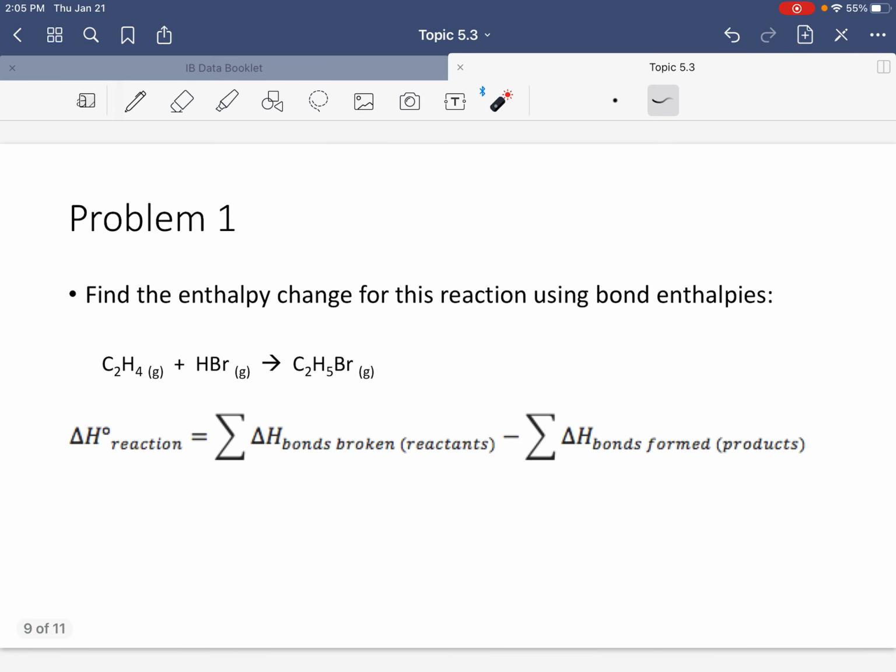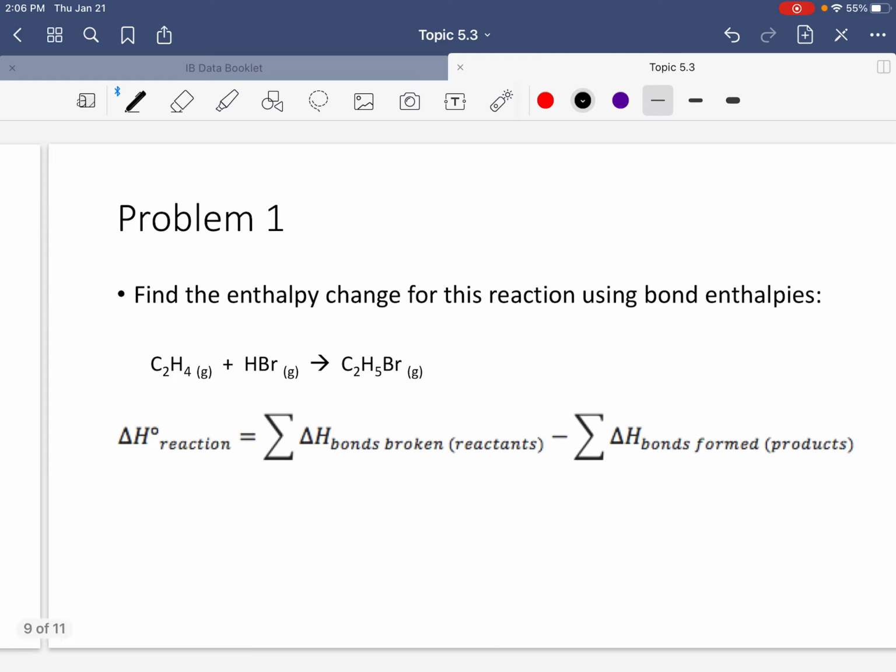All right, let's do some math. This is the part where you've been waiting for. Let's calculate delta H based on bond enthalpy. I have a reaction right here. Why did I say it's probably a good idea that you know how to draw these things? Because you have to know.